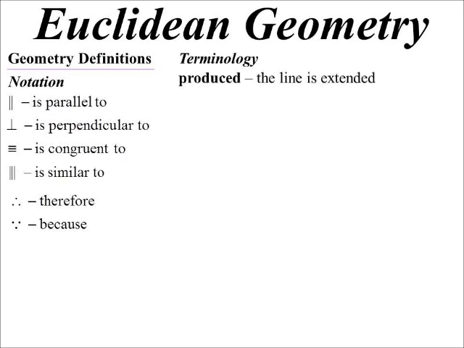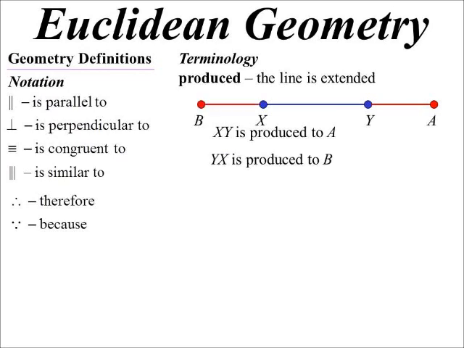So it's terminologies. We talked about this one the other day, didn't we? Produced. Produced in geometry means the line is extended. And the way we say it's important. So there's XY. I suppose it's more correct to say the interval is extended rather than the line is extended. But if we said XY is produced to A, then that's the direction we go. We go from X to Y, we produce to A. If we wanted it the other way, then we'd say YX is produced, let's say, to B. So we'd start at Y, we'd go to X, produce out to B.